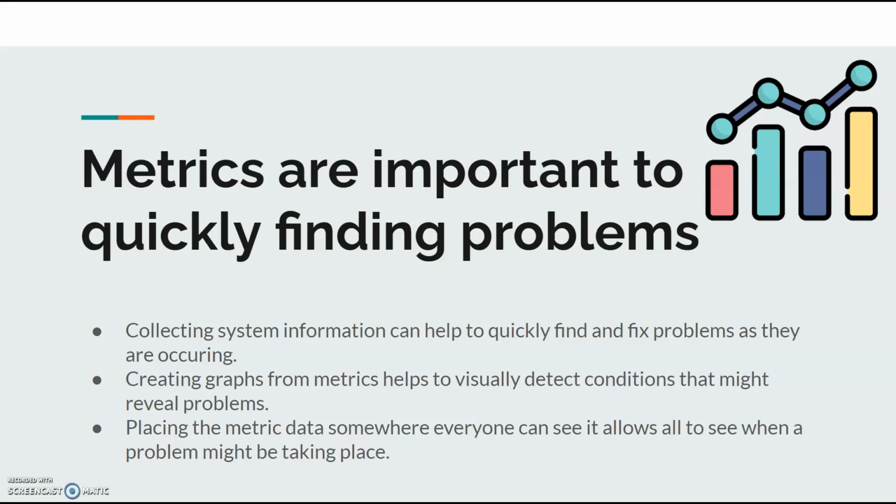Metrics are important to quickly finding problems. Collecting system information can help to quickly fix and find problems as they are occurring. Creating graphs from metrics helps to visually detect conditions that might reveal problems. Placing the metric data somewhere everyone can see it allows all to see when a problem might be taking place.